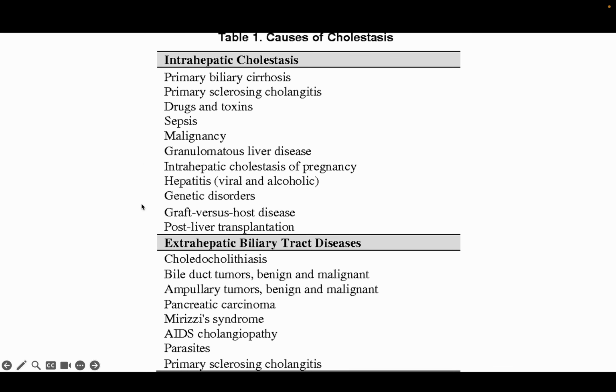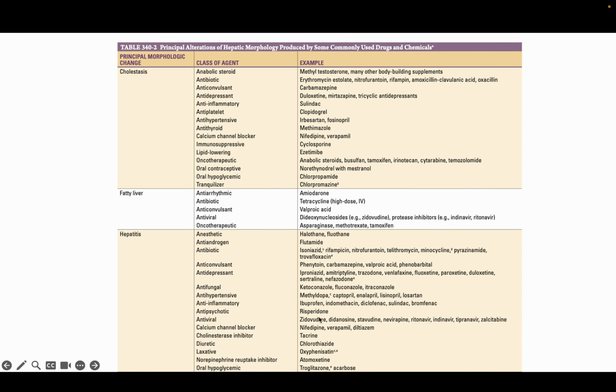So these are the various causes of cholestasis, as we mentioned, intrahepatic and extrahepatic causes, which we already discussed. These are the various drugs that can cause it, like anabolic steroids, antibiotics like erythromycin, anticonvulsants like carbamazepine, even clopidogrel, methimazole, nifedipine, and verapamil. And coming to fatty liver, like alcoholic fatty liver, amiodarone can cause it. Amiodarone can cause chronic liver disease also. That can cause fatty deposition.